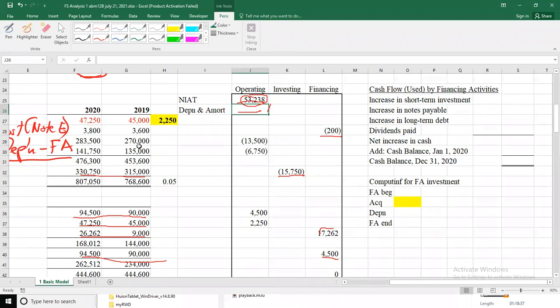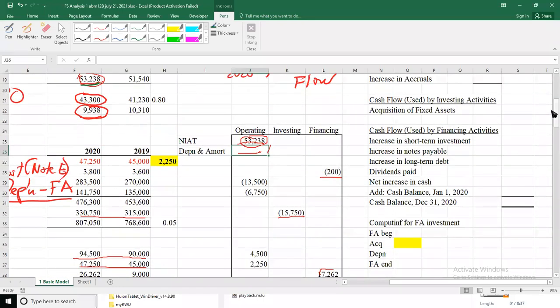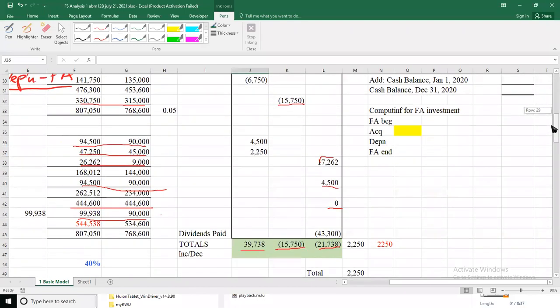Okay, thank you, Basti. So wala po talagang depreciation sa cash flow statement. Oo, kasi pag andito yan, hindi tayo magba-balance. Kaya tinanggal natin para mag-balance tayo. Okay, clear so far, guys?